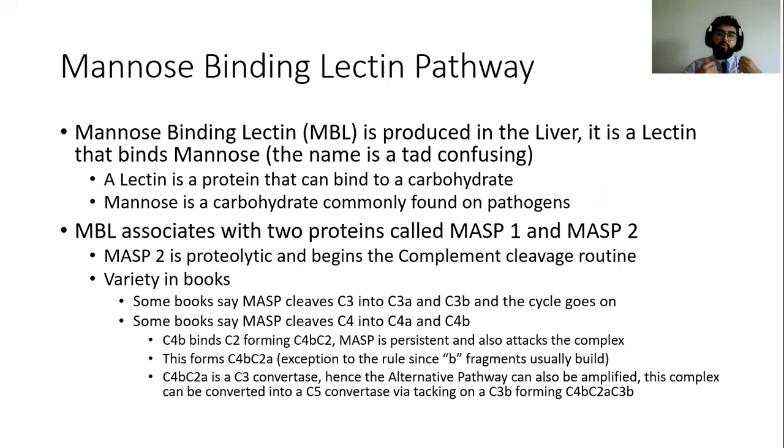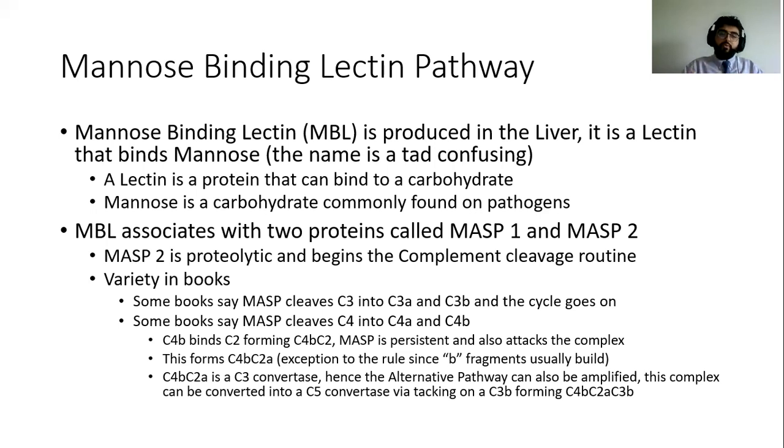MASP2 specifically is proteolytic, so I think of them like wasps. They fly in and ambush MBL and grab onto it. Then MASP2 has like the stinger, so it's sharp and cuts stuff up, or just go with it. And so MASP2 bound to MBL becomes proteolytic through conformational changes. Proteolytic means it can cut things up, right? So it can begin the complement cleavage routine.